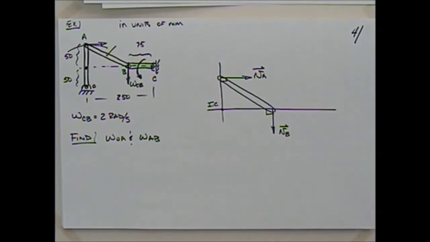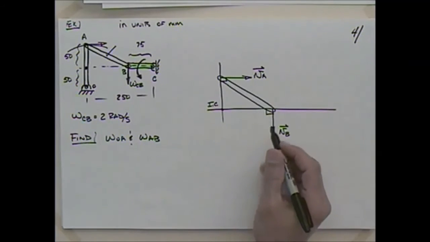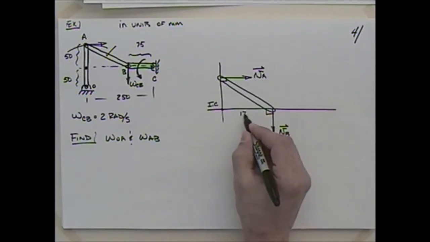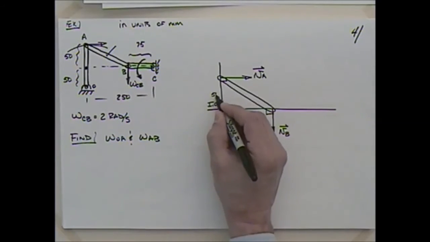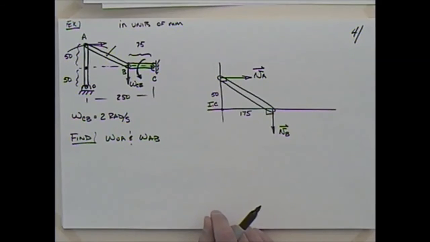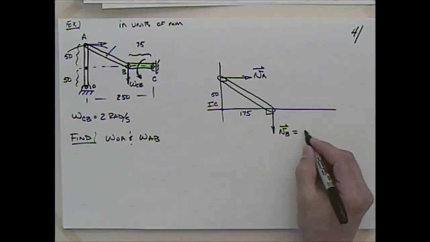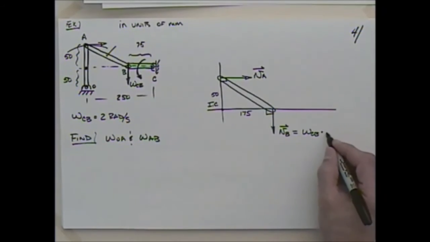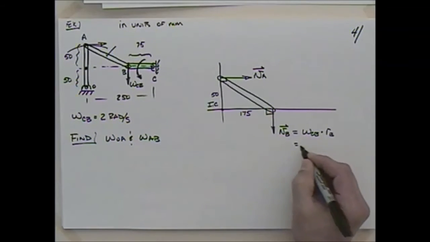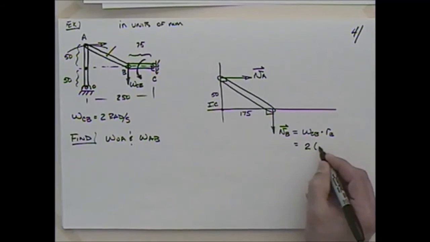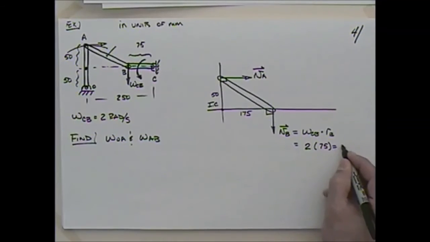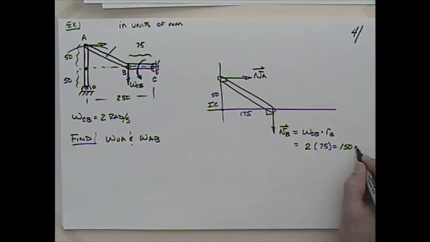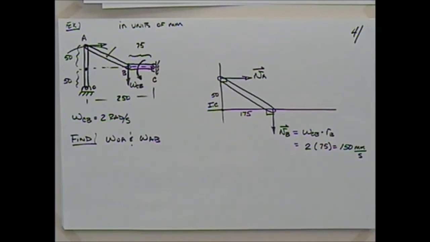Let's see if we can document this a little bit. What distances do I have here? I think I have 175 millimeters there. I think I have 50 millimeters there. As far as the velocity of B, I could say that that would be equal to omega CB times the distance from B to C, R of B. So do we have CB? Yeah, we got 2 times what's our distance there? 75. So that gives me 150, and that would be millimeters per second. Millimeters per second. So that's the velocity of B.